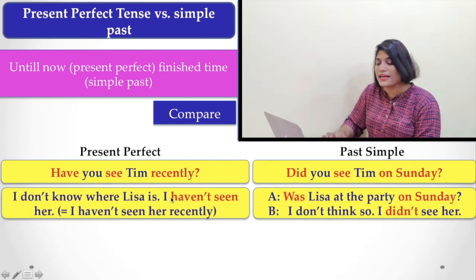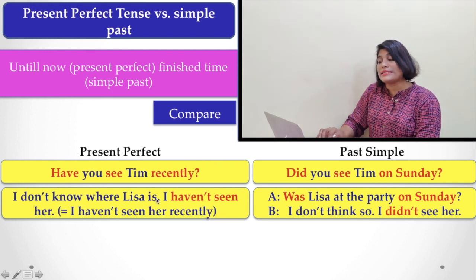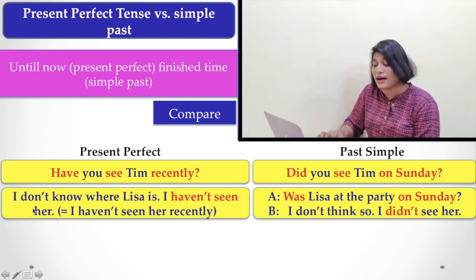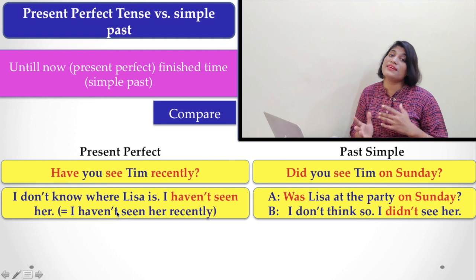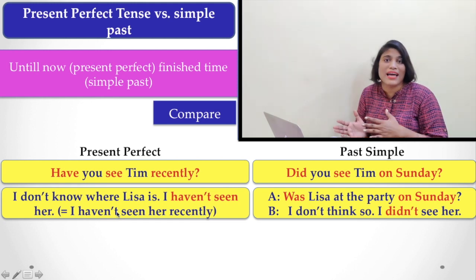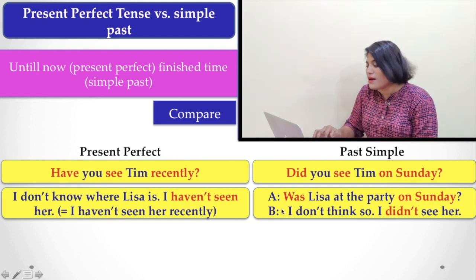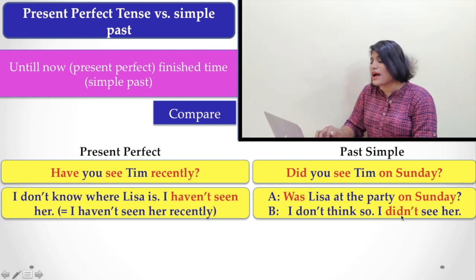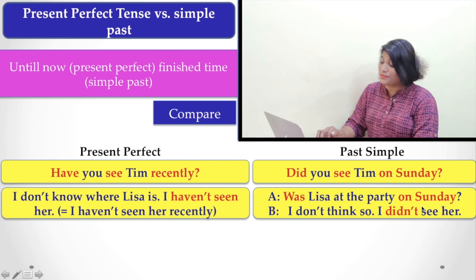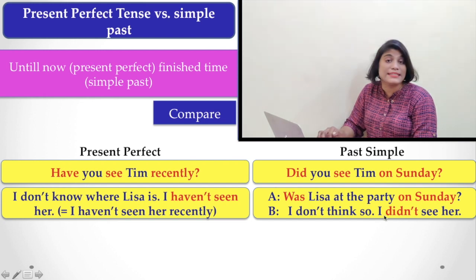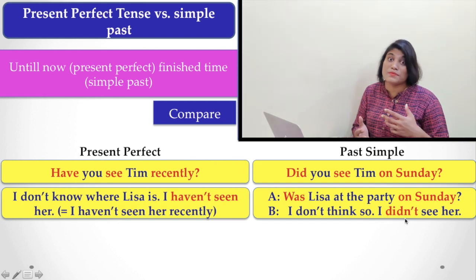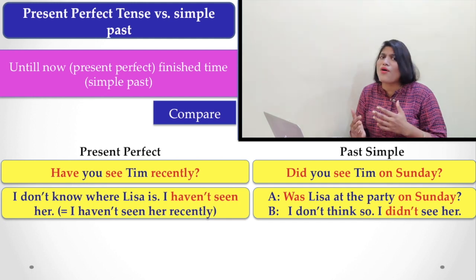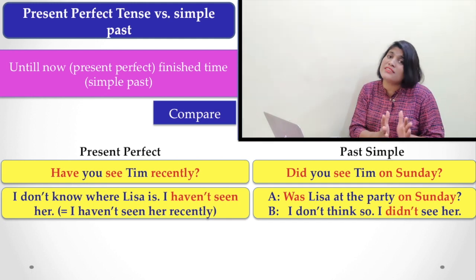More examples like this. I don't know where Lisa is. I haven't seen her. That is, I haven't seen her recently. That is, until now I haven't seen her. But was Lisa at the party on Sunday? I don't think so. I didn't see her. That means in both of these cases, was and didn't, I have to use simple past tense because I'm talking about a finished action.